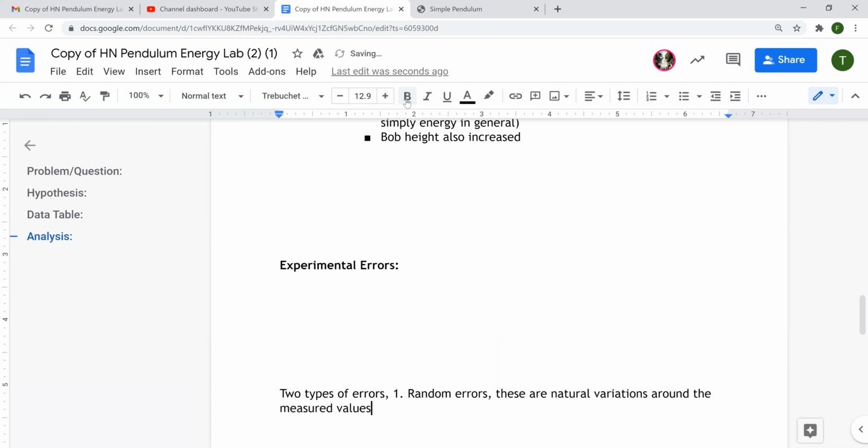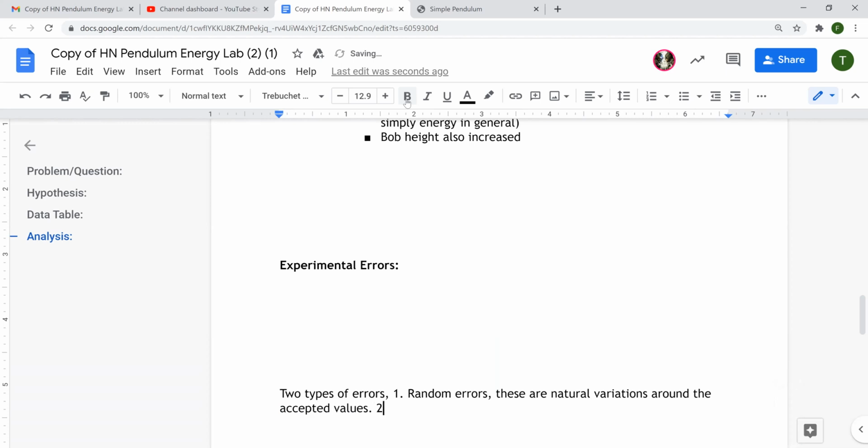This is not a perfect example, but it's like if I told you to go measure the width of the road, and let's say the true width is 30 feet wide, and you came back and said, oh, it's 30.5 or 29.7 or 29.5. Yeah, those are random errors. Those are natural variations around the accepted values, maybe true values.